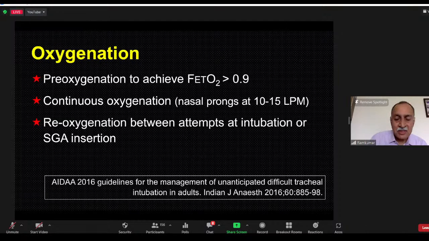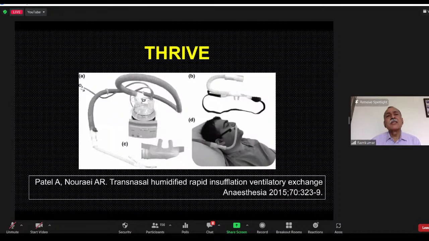The other thing that's come out now in the markets in the last maybe 6-7 years is Dr. Anil Patel's and Nure's device, which is called Thrive. Some of us may be very fortunate to have this in the operation theater or in the intensive care unit. What this device basically does is, with tight-fitting nasal prongs, it goes one step beyond the administration of continuous nasal oxygen that we talked about in the previous slide.